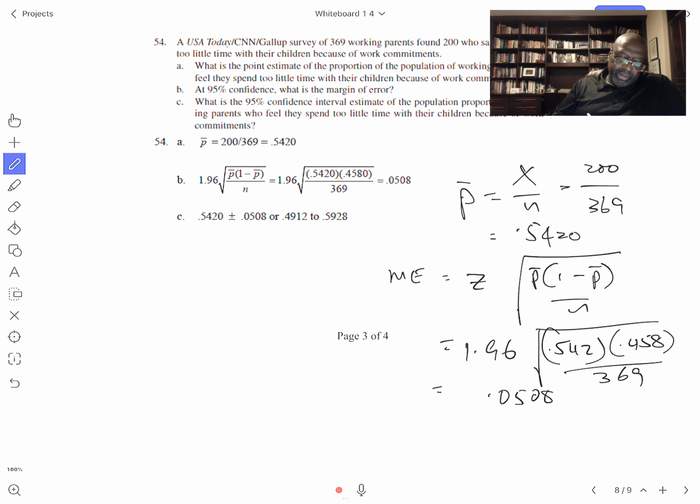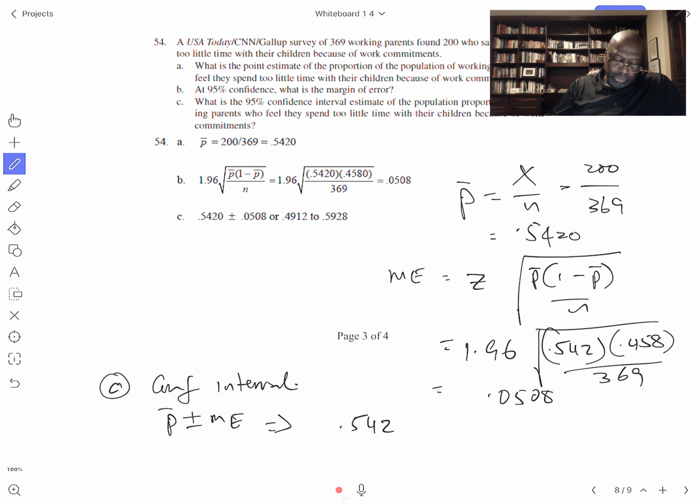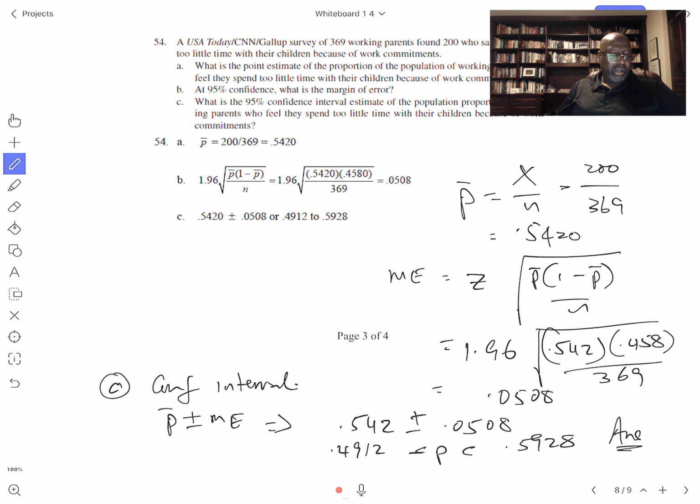And all we now have to do to find the confidence interval is to take P bar plus or minus the margin of error, which gives us 0.542 plus or minus 0.0508, and so therefore P is between 0.4912 and 0.5928, or 49.12% and 59.28%. So that's the answer we're looking for.